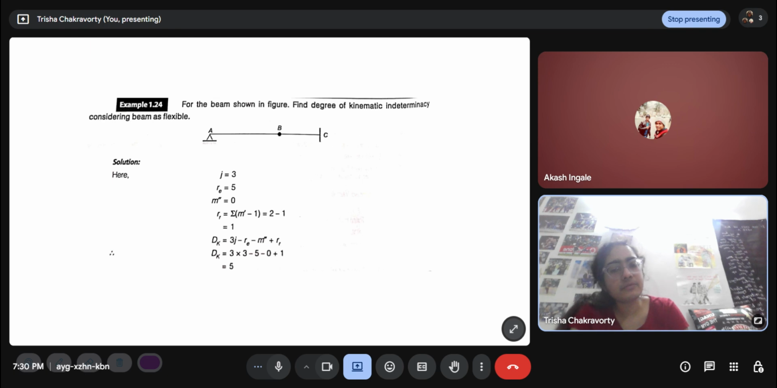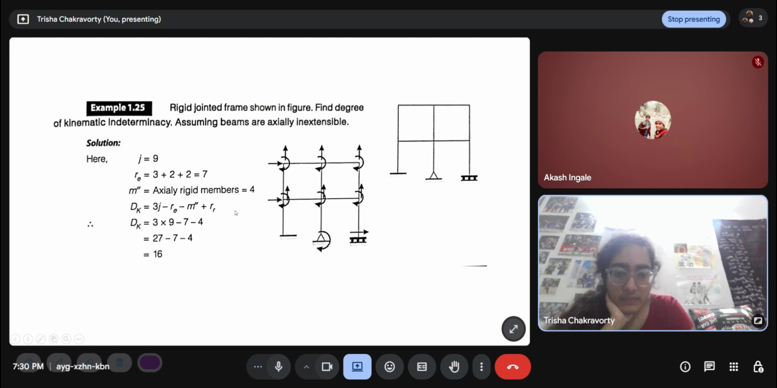So here for the beam, find the degree of kinematic indeterminacy considering the beam as flexible. M dash here is 2, as there are two members meeting. RR is 1, and this M double dash, due to the flexible or rigid consideration, is 0 because it is flexible. There are three joints, there are five support reactions, and RR is 1. If you take the total formula, 3J minus RE minus M double dash plus RR, M double dash is the number of inextensible members, and RR is the summation of M dash minus 1.